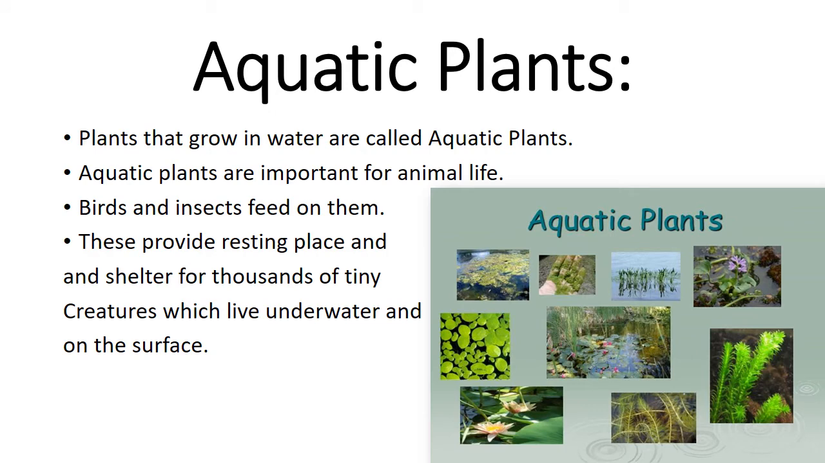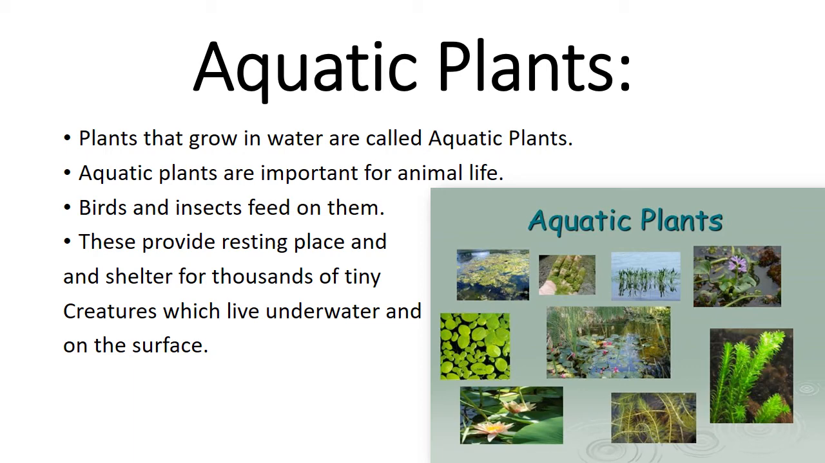The second type of environment is the aquatic plants. Plants that grow in water are called aquatic plants. Aquatic plants are important for animal life. Birds and insects feed on them. These provide resting place and shelter to thousands of tiny creatures which live underwater and on the surface.